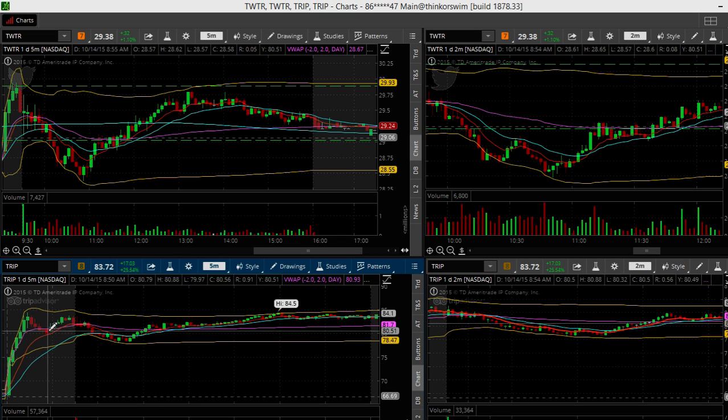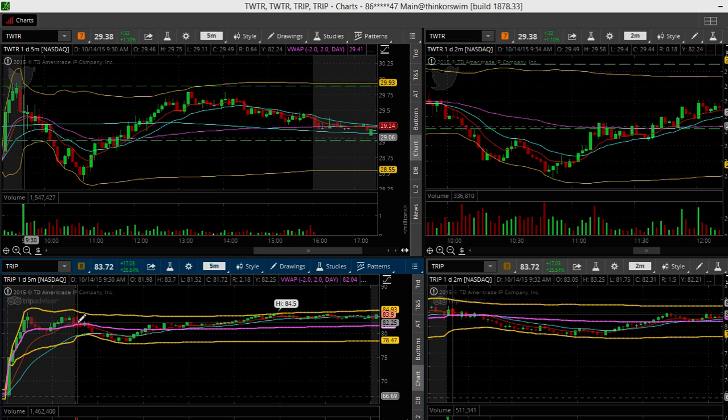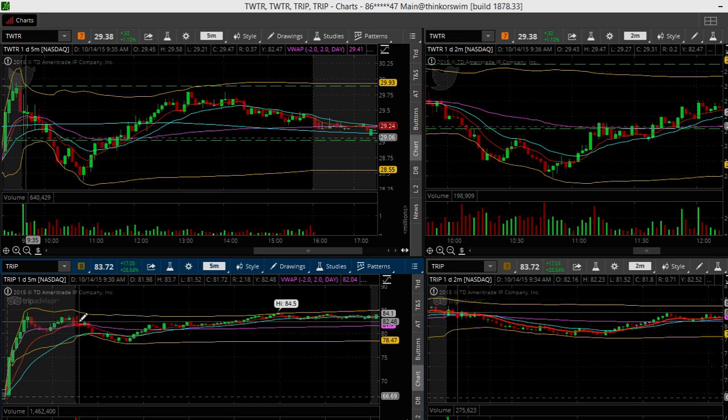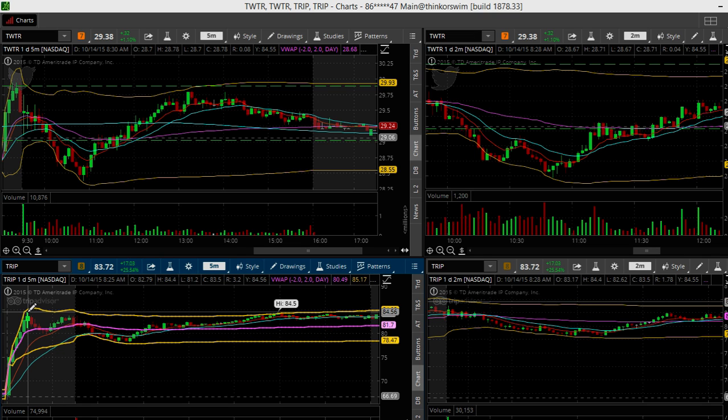The first one was on Trip. You see it had the big gap up, and what I was expecting this to do was to open up, maybe sell off a little bit and bounce off the VWAP so we could take it long, and most likely test the high of pre-market.